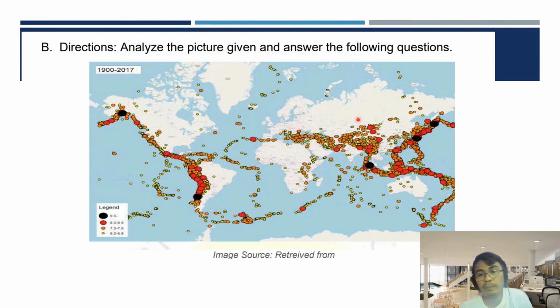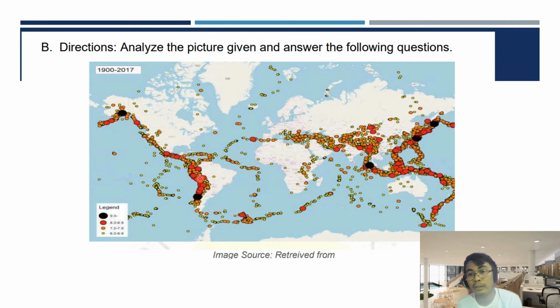So for letter B, part B of your activity, you need to analyze the picture given and answer the following questions. So here is another map, okay? It's still a map, a world map, wherein you will again see dots, okay? But in this case, the dots are colored. They have colors like black, red, orange, and yellow.